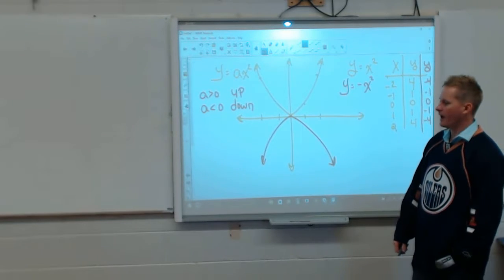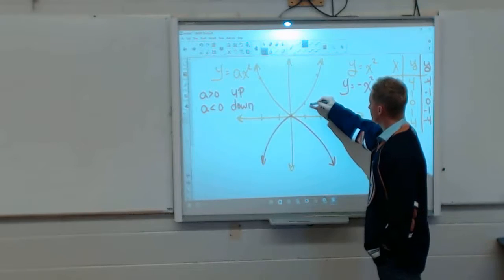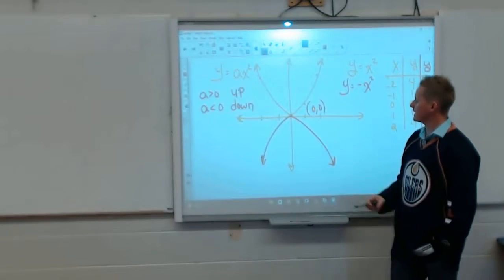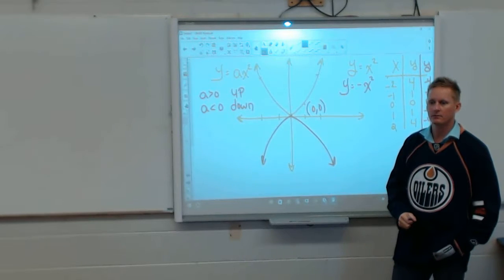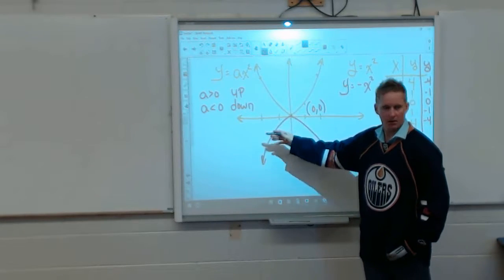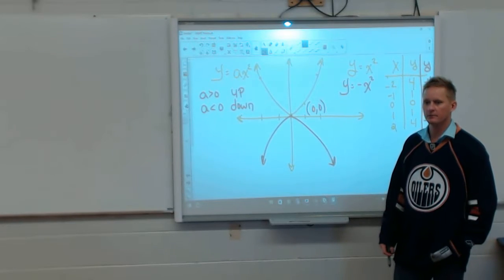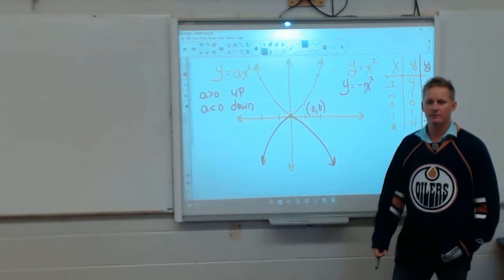Okay? Now looking at it, my vertex is right here. My vertex is 0 and 0, on the red graph, the y equals negative x squared. Is that a maximum or a minimum value now? Maximum. It's a maximum value because all the y values are lower than that value. Correct? Okay, good. What's the range for this graph?